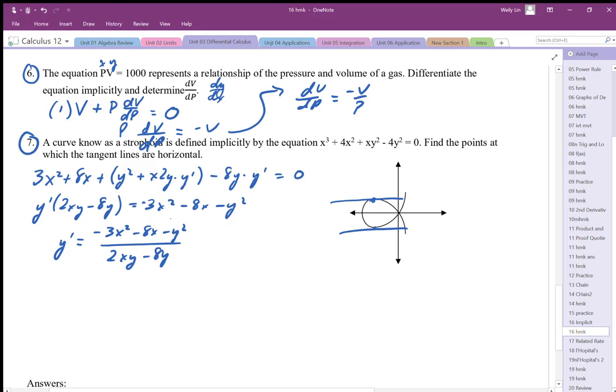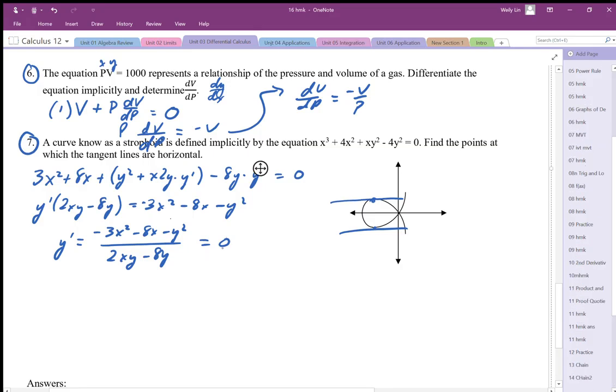So I've got my derivative. I need to know where this is equal to 0, so I'm going to make it equal to 0 and solve this equation. I'm going to simplify it, because we don't want to make this more complicated than it is. So I'm just going to make the numerator equal to 0 and multiply it by negative. I'm going to end up with 3x squared plus 8x plus y squared equals 0. I need to solve that equation.